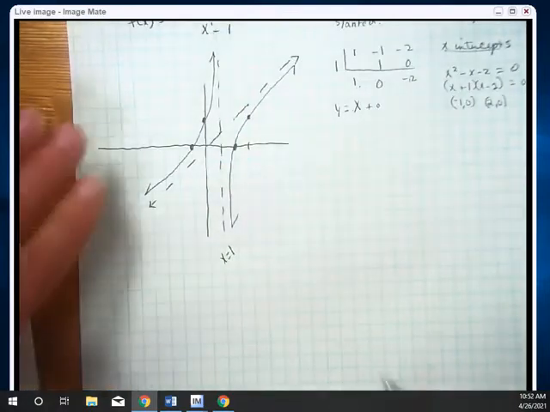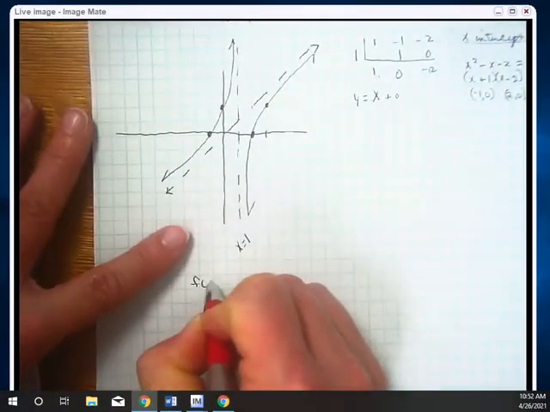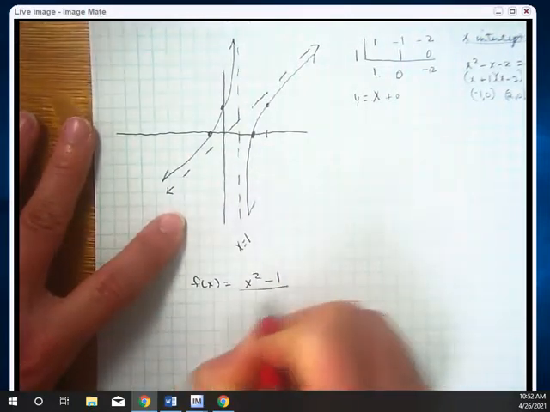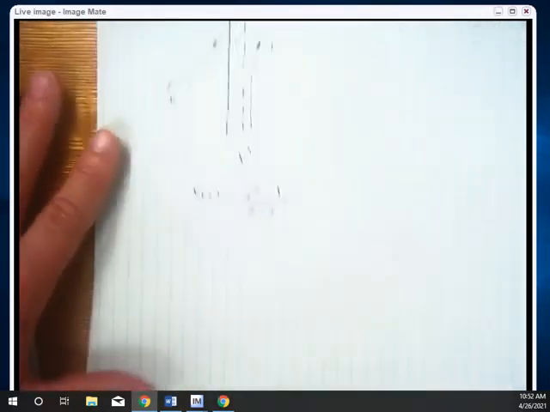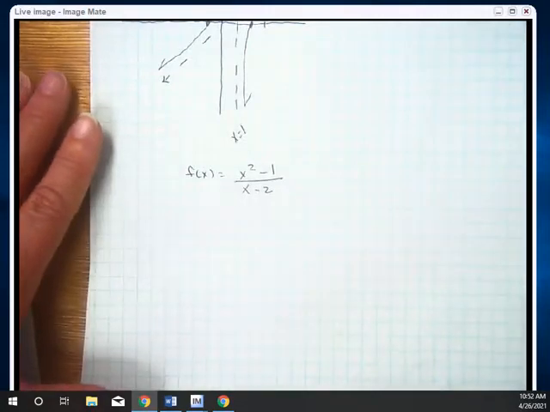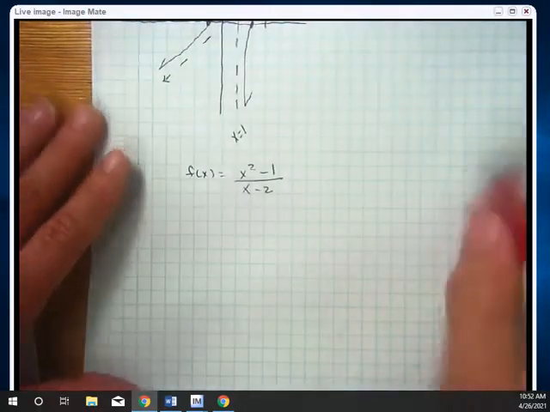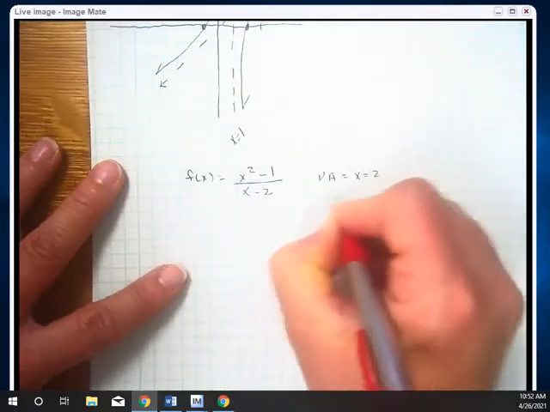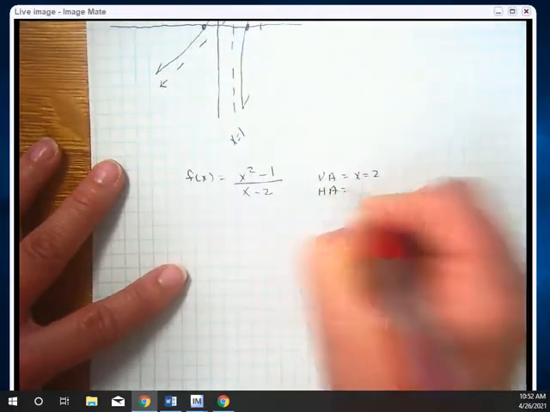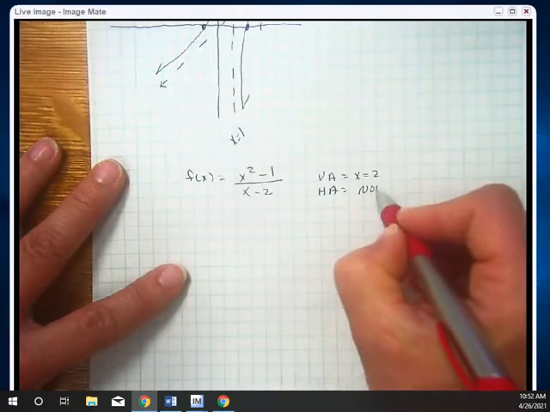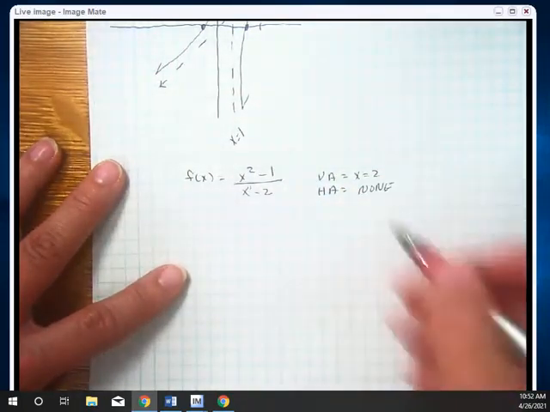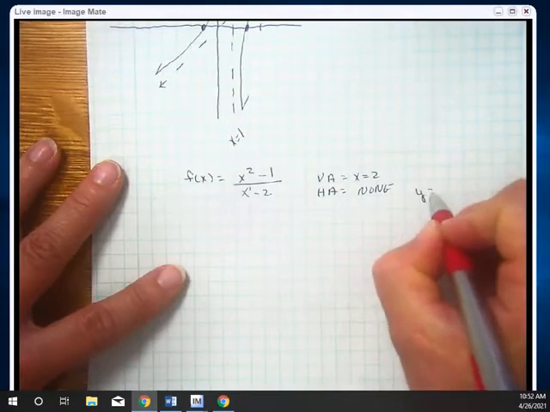All right. F of x is equal to x squared minus 1 over x minus 2. Start going through the same steps that you did before. What is our vertical asymptote? X equals 2. What is our horizontal asymptote? Well, we don't have a horizontal one because 2 is greater than 1. So we need to find the equation of the oblique asymptote.